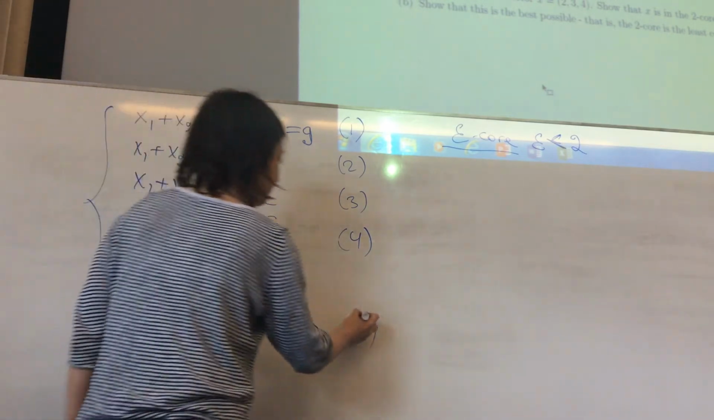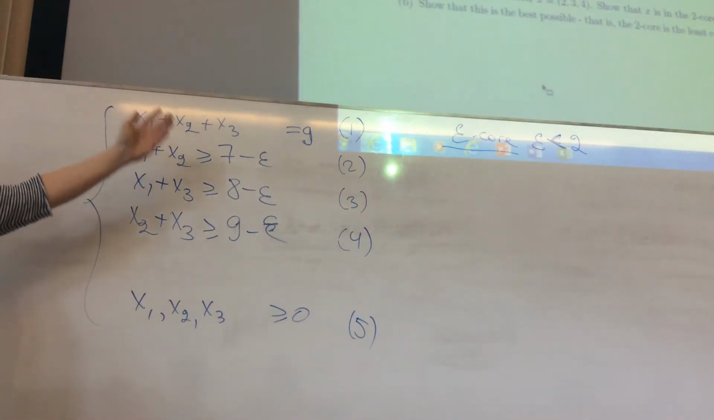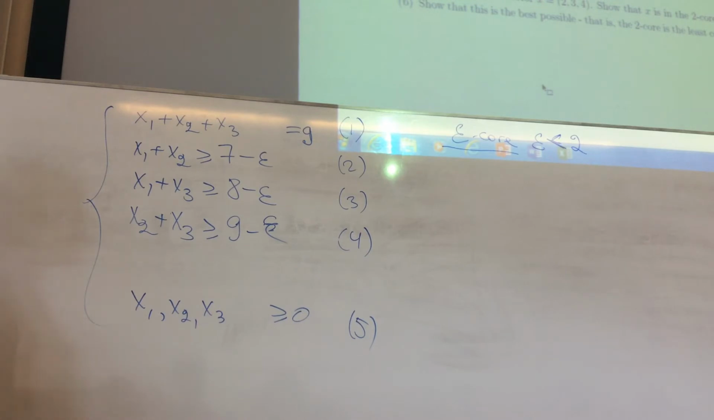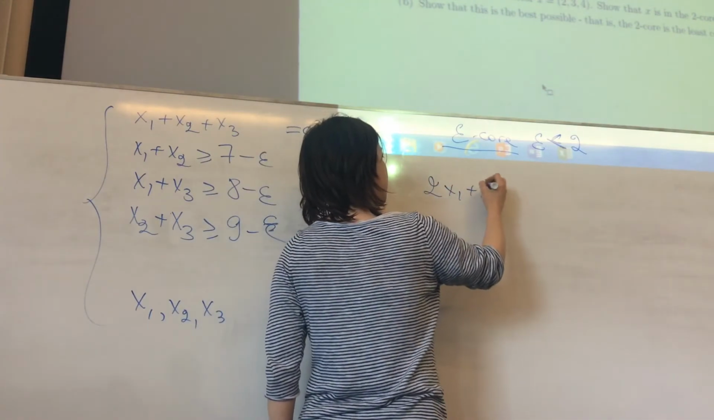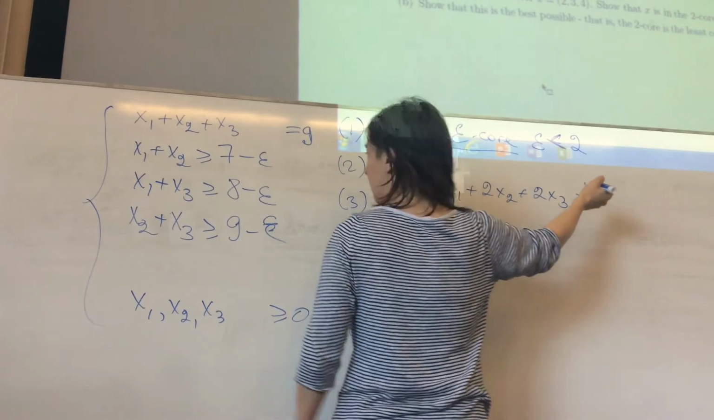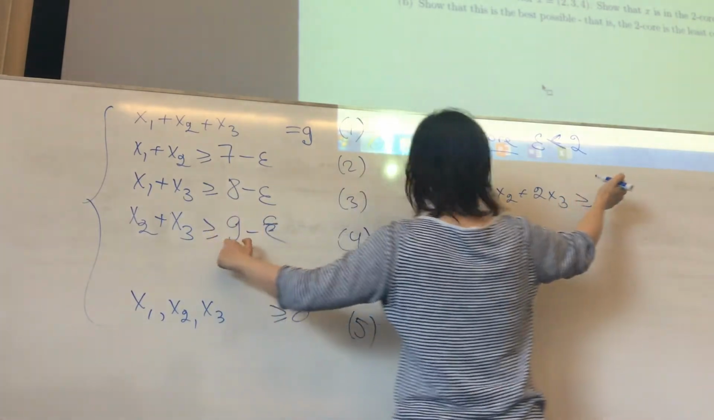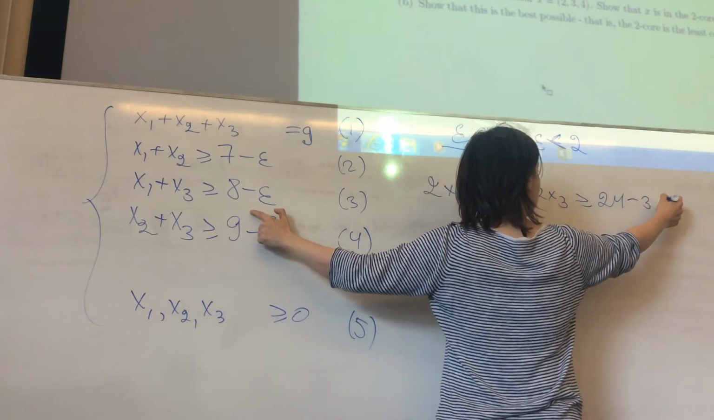And now, for this system to have a solution, we will show that epsilon has to be greater or equal than 2. We can sum up these three inequalities. We will have y's x1 plus y's x2 plus y's x3 greater or equal 15 plus 9, 24 minus 3 epsilon.